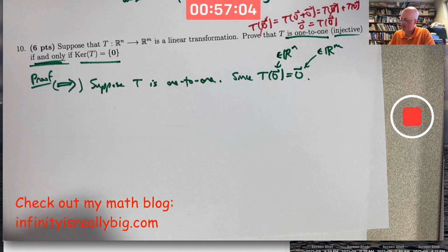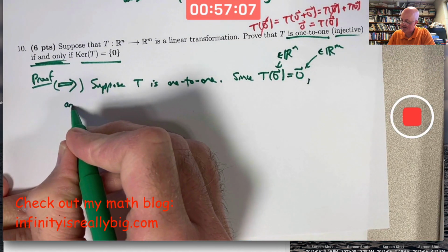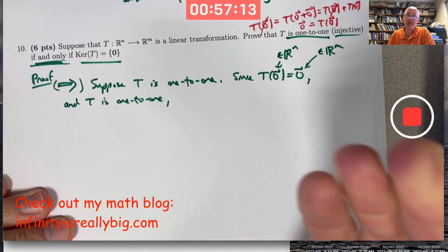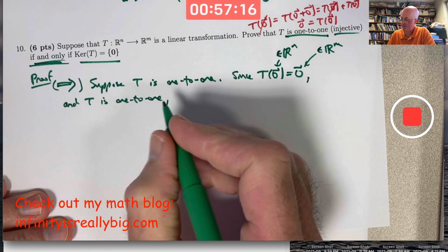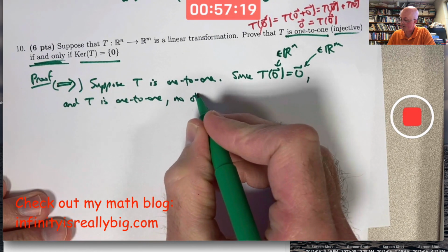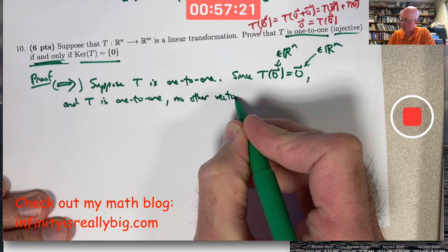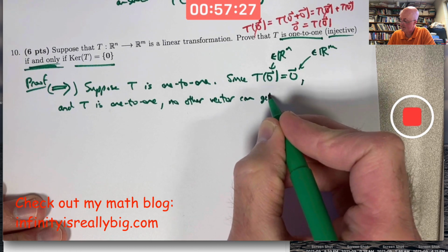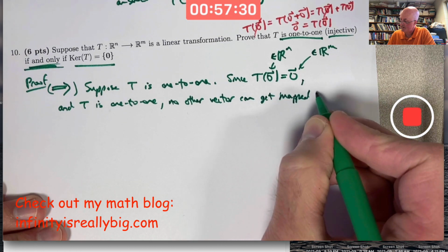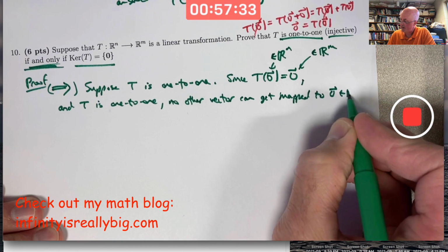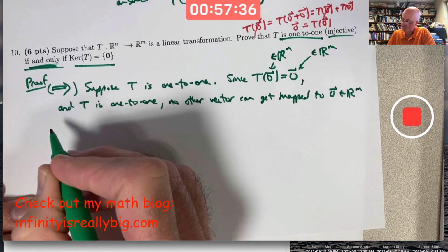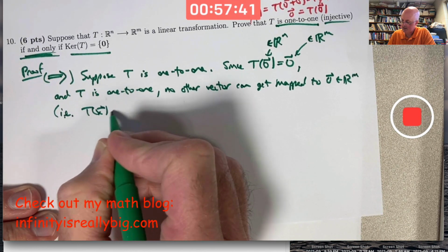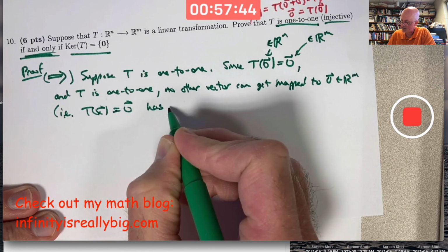Since t of 0 is 0 and t is 1-to-1, no other non-zero vector could get mapped to the zero vector. No other vector, and I'm implicitly meaning other non-zero vector, can get mapped to 0, the zero vector in Rm, the codomain, i.e. t of x equals 0 has only the trivial solution.